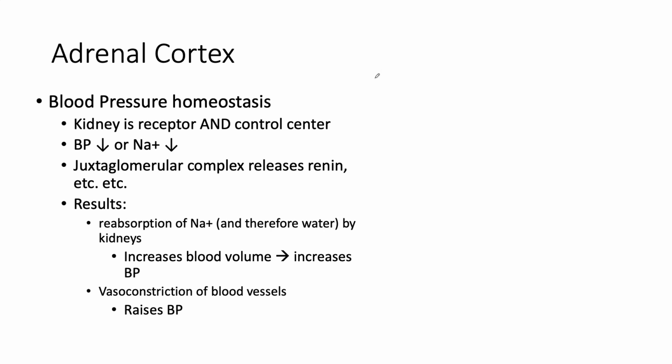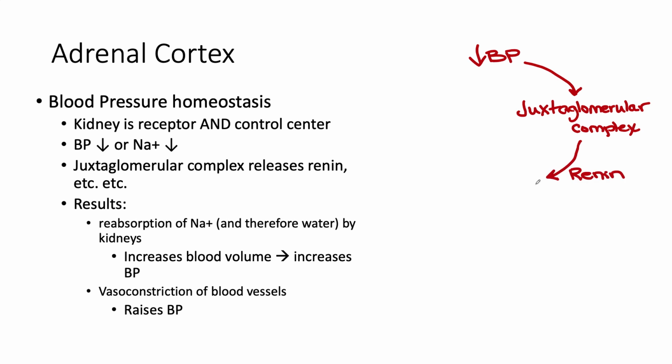In this particular homeostatic loop, when we have a decrease in blood pressure, that drop in blood pressure will be detected by an area of the kidney called the juxtaglomerular complex. The juxtaglomerular complex will release renin, an enzyme that starts a cascade of different actions. And in the end, 2 different things are going to happen.